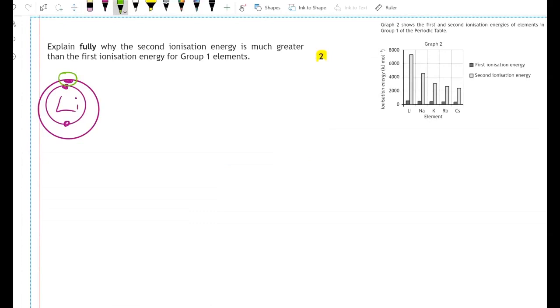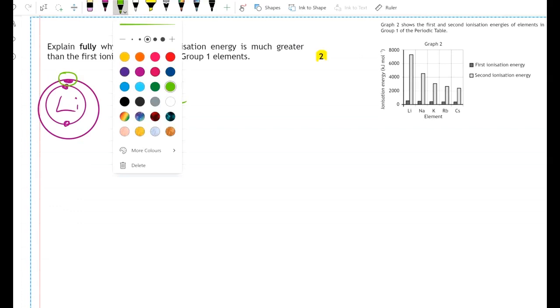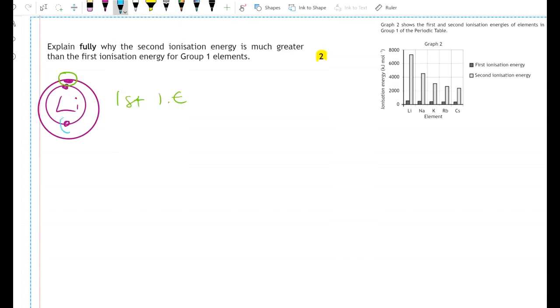So in terms of ionisation energy and first ionisation energy, it's this electron that's going to be taken away first. And I am abbreviating ionisation energy to IE, sorry. Your second ionisation energy is going to then have to come from the innermost energy level.